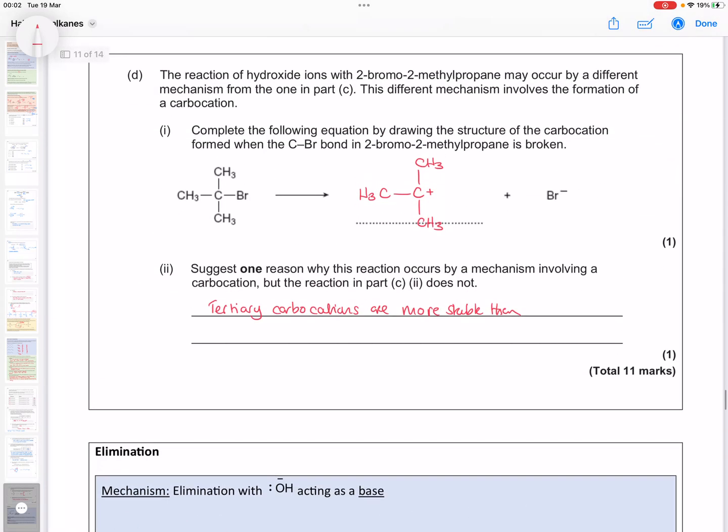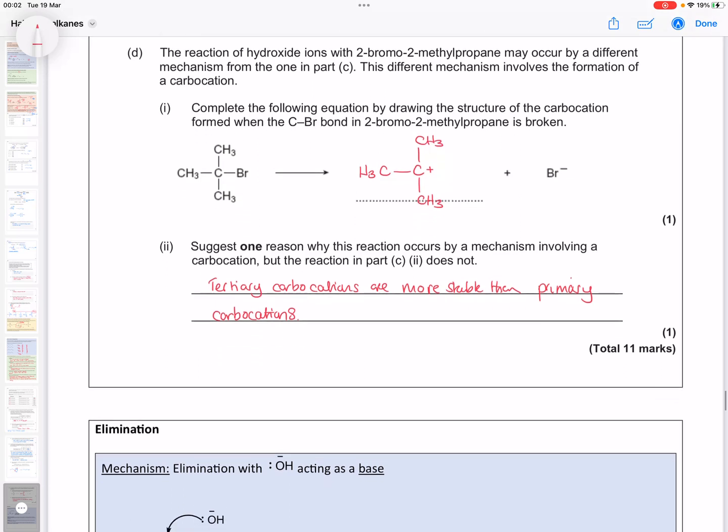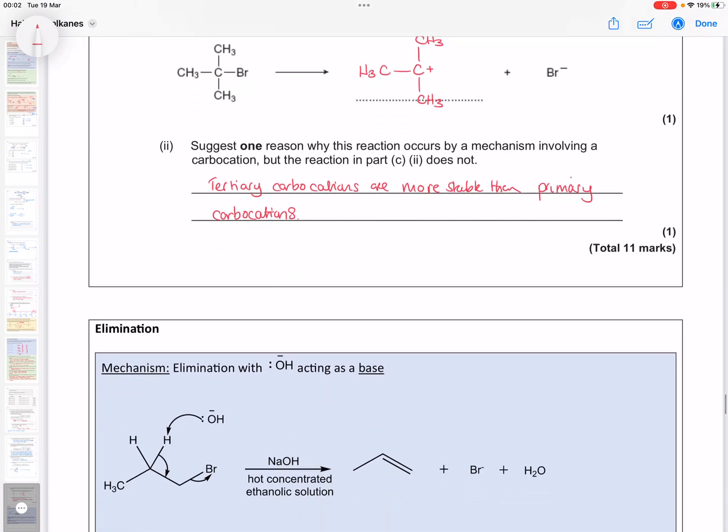Tertiary carbocations are more stable than primary carbocations, and that's why there is a tendency for this reaction to proceed via this different mechanism when there is a very stable carbocation, so in other words a tertiary carbocation intermediate.